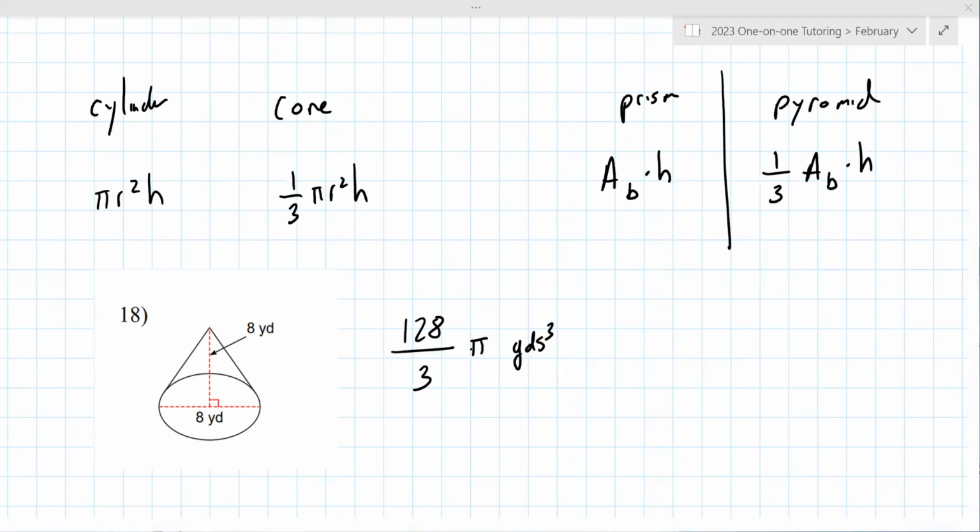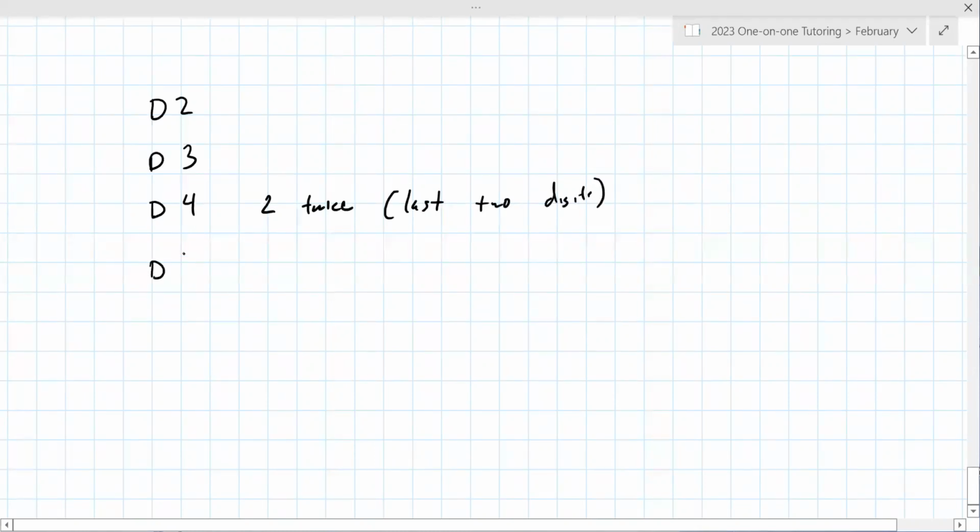By the way, do you know the divisibility rules for 4? No, I don't. So it's 2 twice. And you actually only have to look at the last 2 digits, which is kind of interesting. For 5, you probably know that one. For 6, it works for 2 and 3.